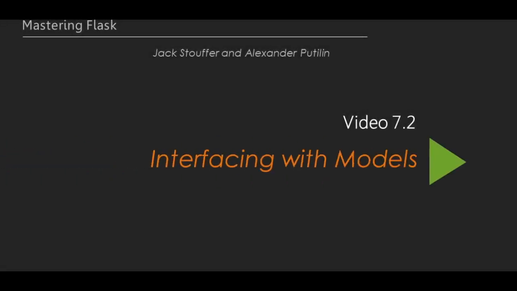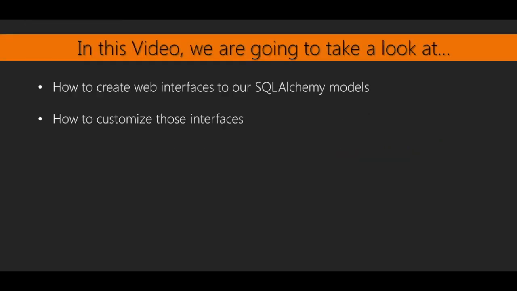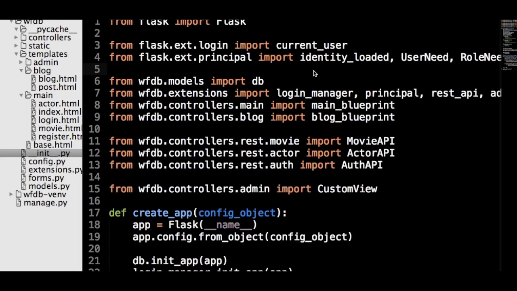This is video 2 of Section 7 titled Interfacing with Models. In this video, we will create web pages in the admin page that can interface with our SQL Alchemy models. Now that we understand how Flask-Admin works, we can start adding SQL Alchemy views into our interface.